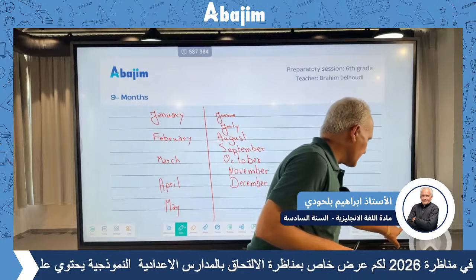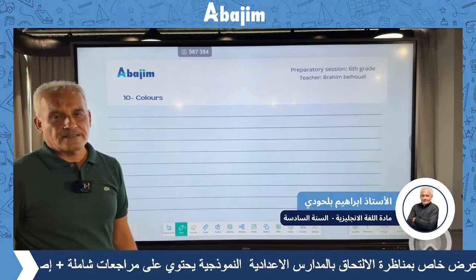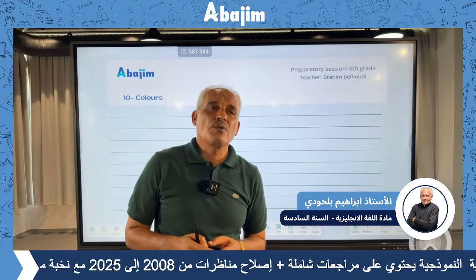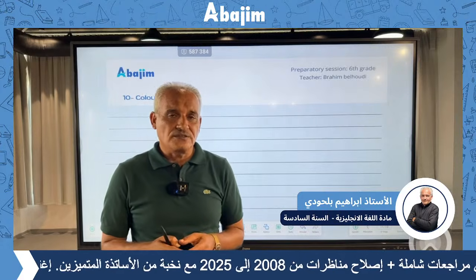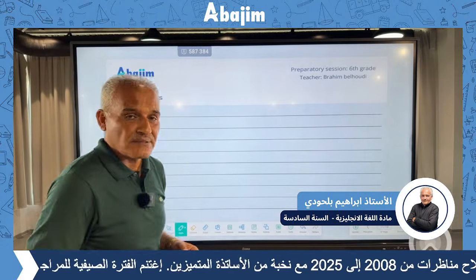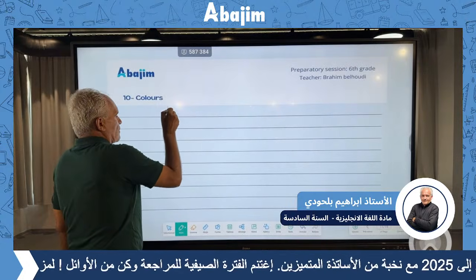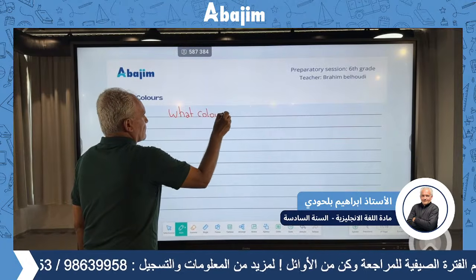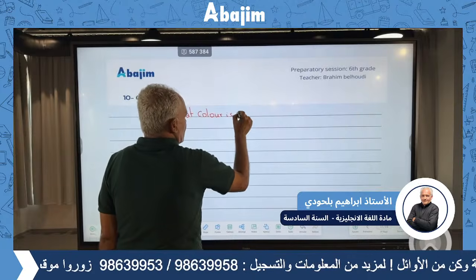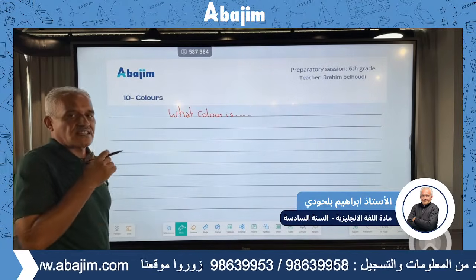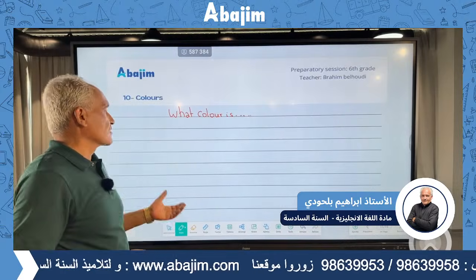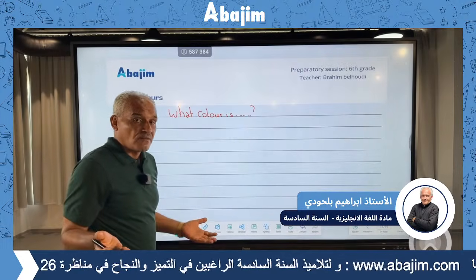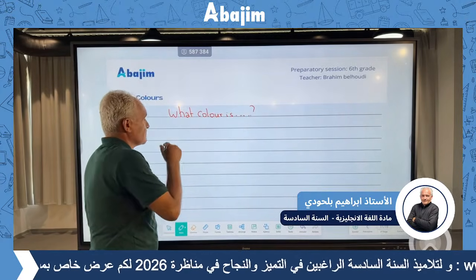I pass to the following heading, which is number 10, which is colors. So the common question, or the question people most use to ask about colors, is what color is, and I mention the object, for example the stuff or the item of clothes or anything. I can also say what's the color of. It is true too, okay? But this is the most common one.